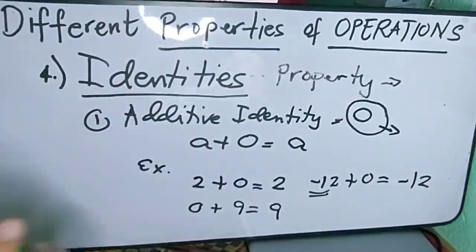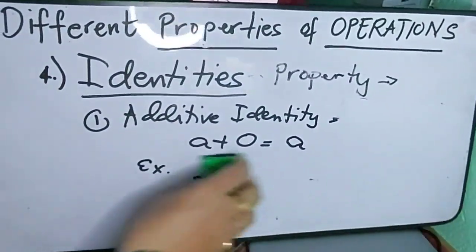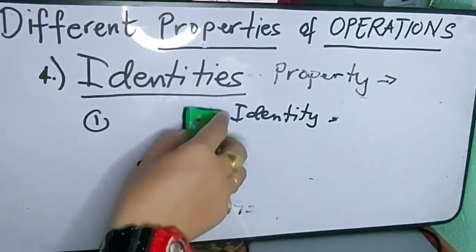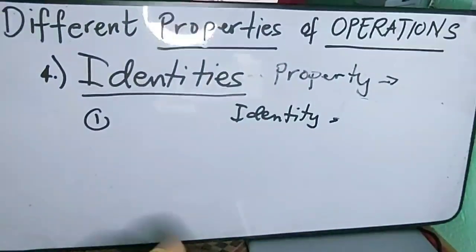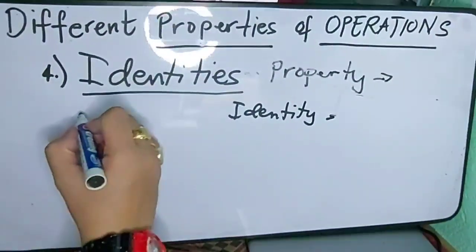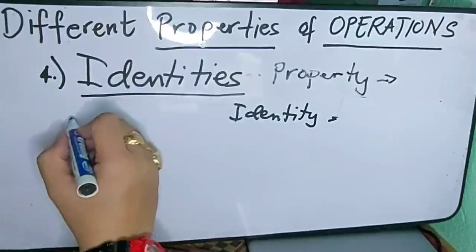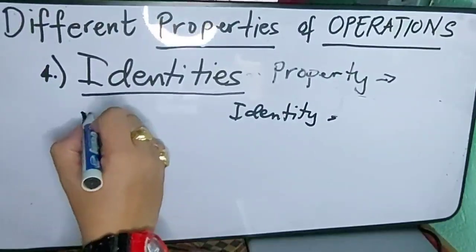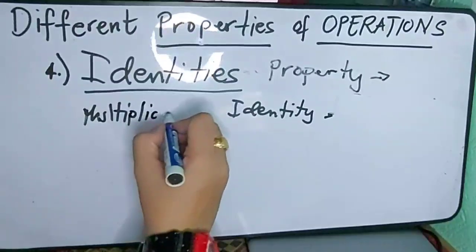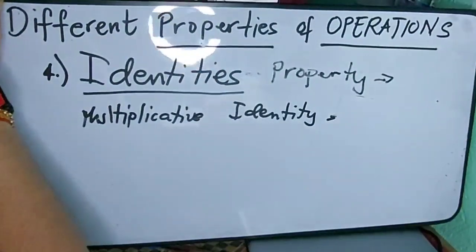We're done with additive identity. So let's have another one under identities property. We have the second one, what do we call it? Anyone? You can write on the comment section what is the second one. This is what we call multiplicative identity property.